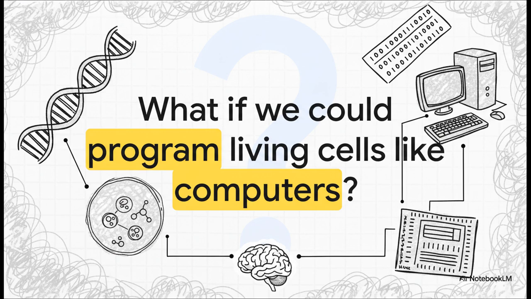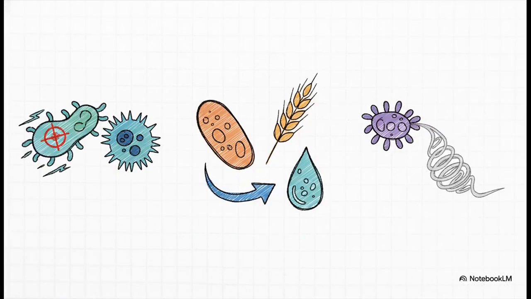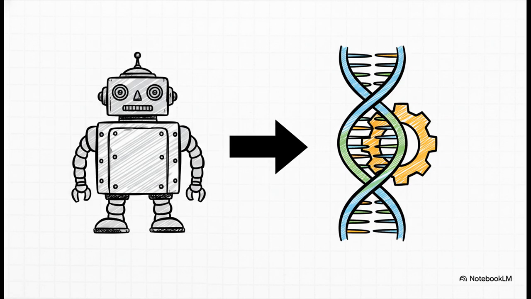Forget about coding on your computer for a second. What if the programming language was DNA and the computer was a living cell? Think about it. We could build these tiny, microscopic factories that could do incredible things, like fight diseases from the inside out, create sustainable fuels from waste, or even grow brand new materials that are stronger than anything we can make ourselves. And look, this isn't some far-off sci-fi fantasy. No way. This is the revolutionary field of synthetic biology, and it is happening right now.